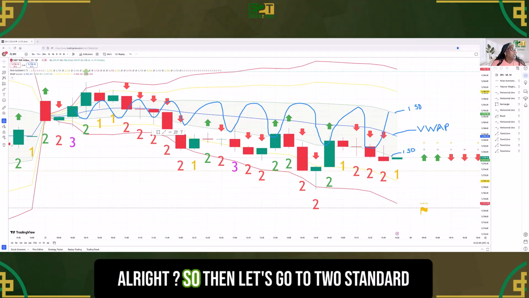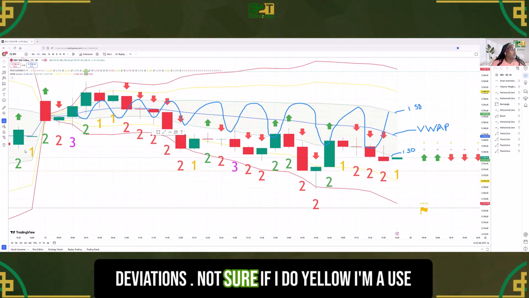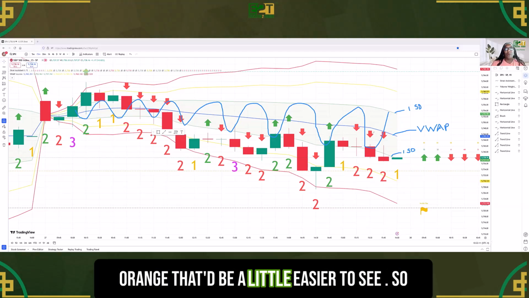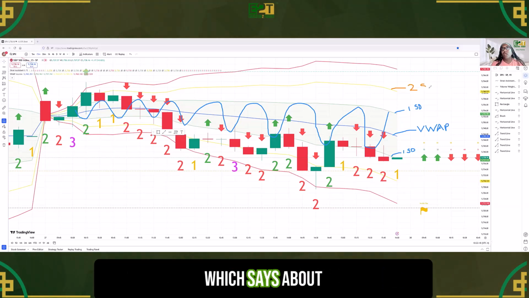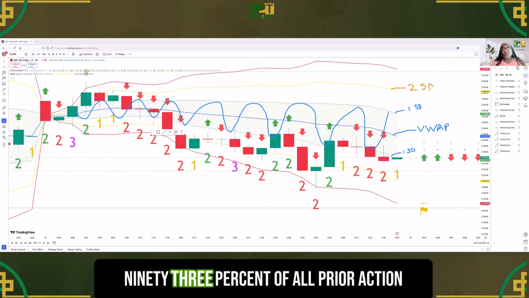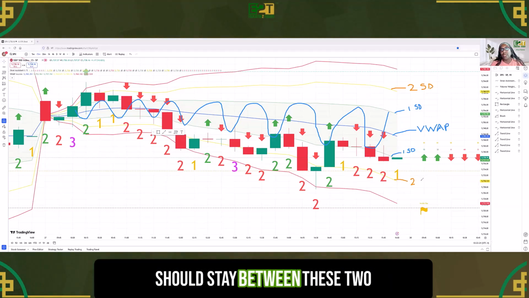All right. So then let's go to two standard deviations. I'm not sure if I do yellow. I'm going to use orange. That'll be a little easier to see. So this out here is two standard deviations, which says about 93% of all price action should stay between these two.